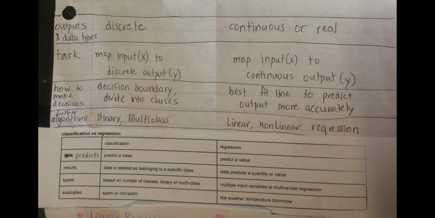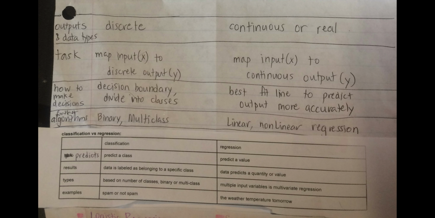How do they make decisions? Classification has a decision boundary to divide things into classes, and regression uses a best fit line to predict the output more accurately. What are some further algorithms for each? Classification has binary and multiclass, and regression has linear and non-linear regression.